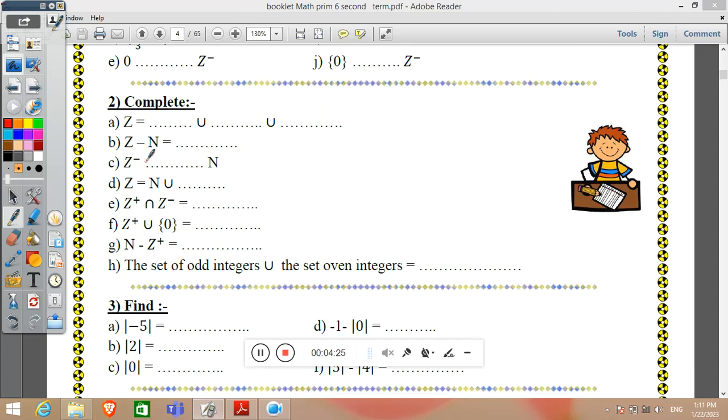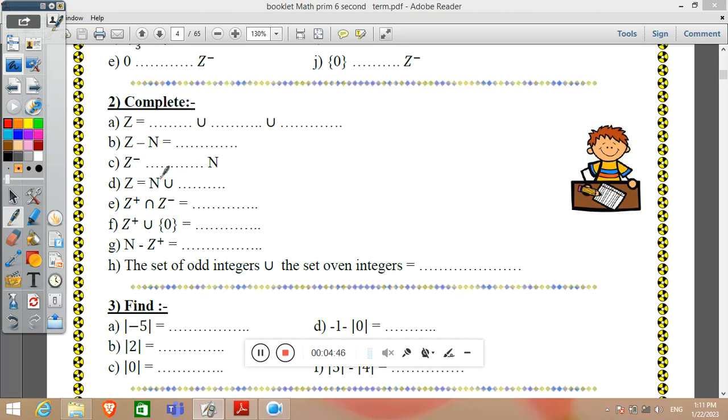Next, Z negative is, what is the relation of the negative numbers with the natural numbers? There is no relation between them. So Z negative is not a subset of N. We use subset here because the Z negative is a set. It's not just one number.